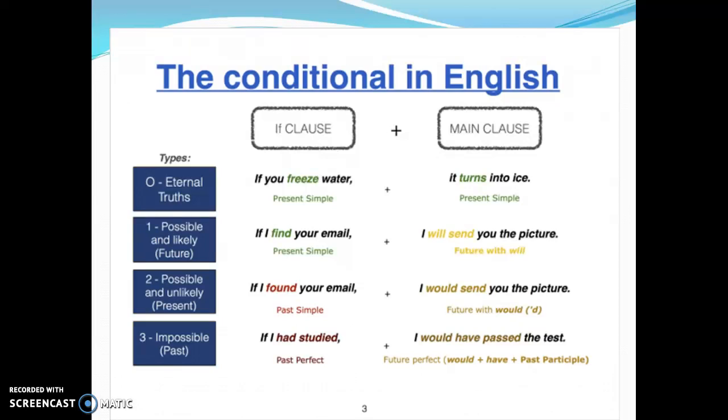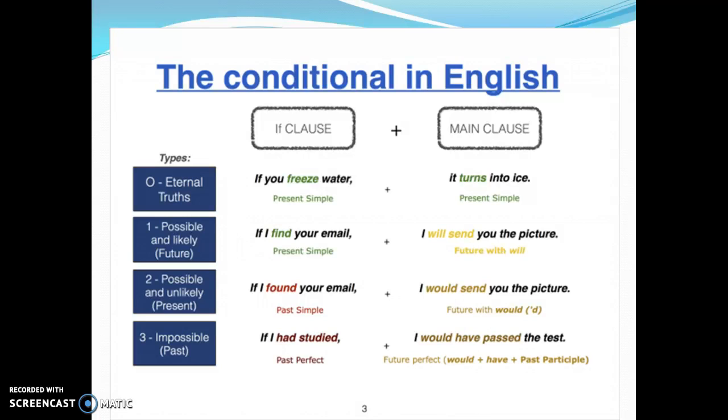The second conditional refers to something that is possible and unlikely. If I found your email, past simple, I would send you the picture, the future with would. And the third conditional refers to something impossible because it was in the past. If I had studied, past perfect, I would have passed the test, future perfect, would plus have, and past participle.